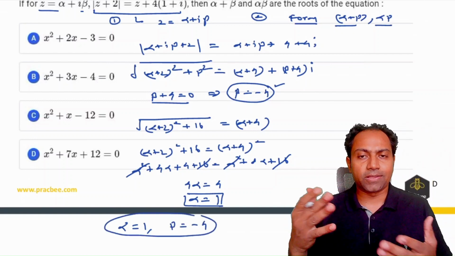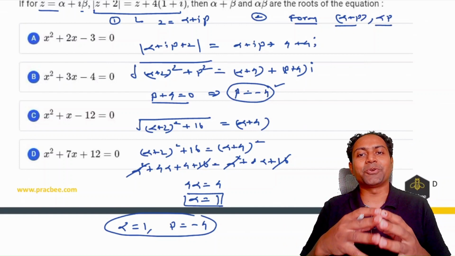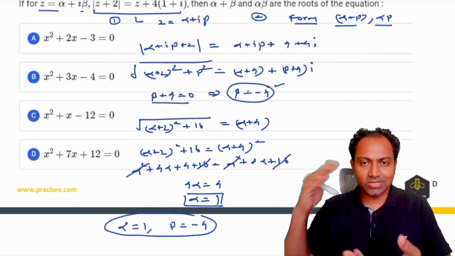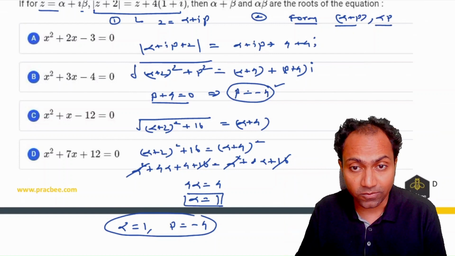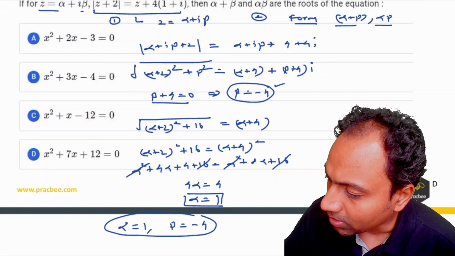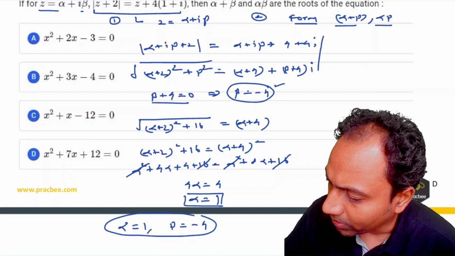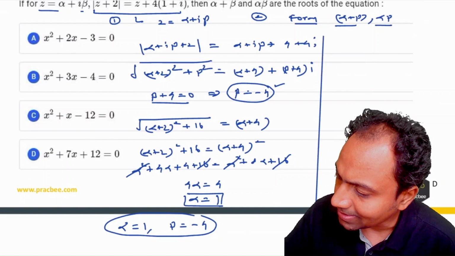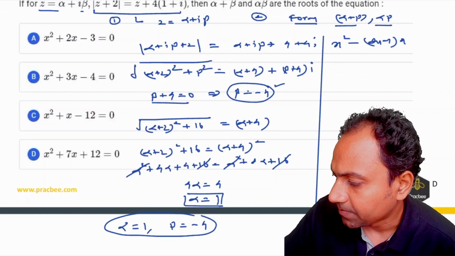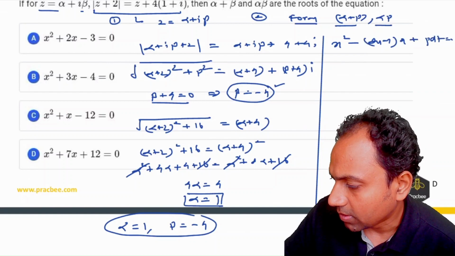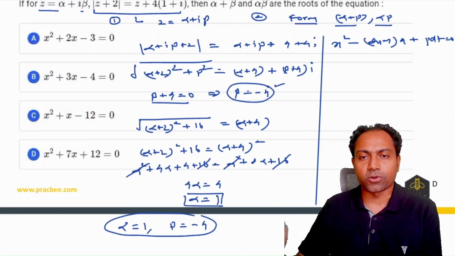Now the second part. Usually in JEE Mains questions, they will combine two different problem types from two different chapters. So the second part of the question comes from quadratic equations, which talks about formation of a quadratic equation. We have a formula there for forming a quadratic equation, and the formula goes like this: x square minus sum of roots into x plus product of roots equal to 0. So for this we'll have to find the sum and product of roots.